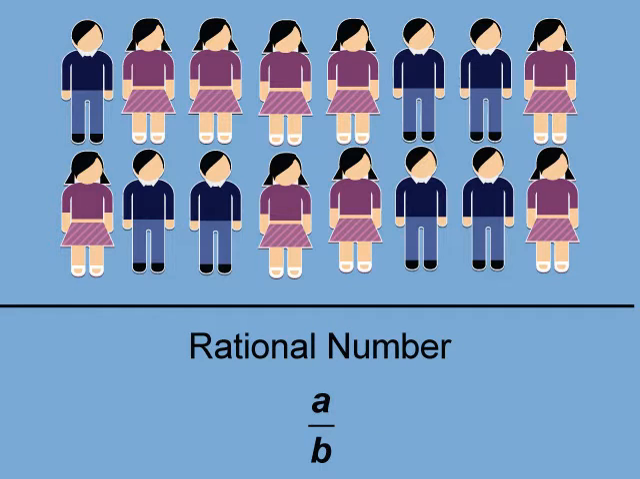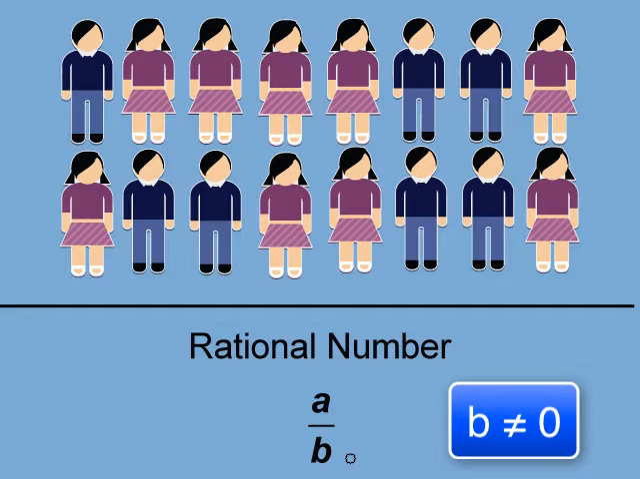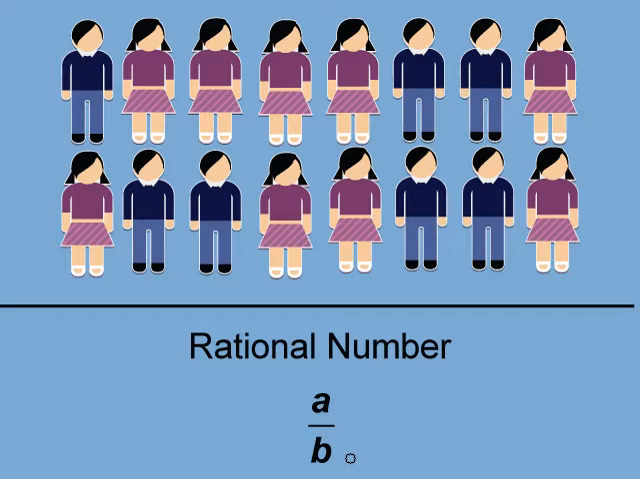A rational number is the ratio of two integers a and b, where b is not 0. The simple reason that b can't be 0 is that division by 0 is undefined. As written, a rational number looks like a fraction or a ratio, but integers can also be rational numbers. We'll see examples of those later in the video.